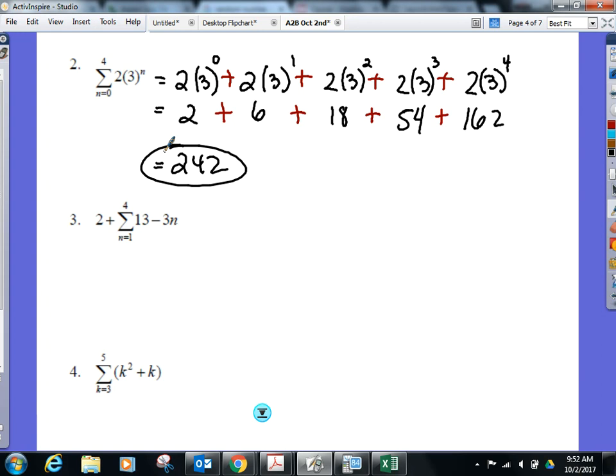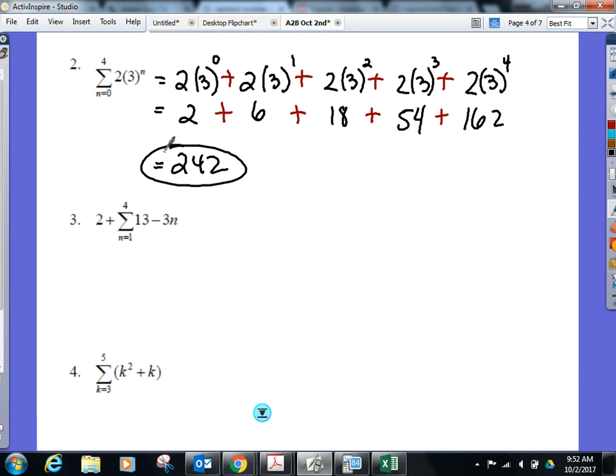What's new about this one? There's a number outside, right? Okay, 2 plus. All that means, guys, is at the end, you're going to add 2 to your sum. You're not going to add 2 to every term. All you're going to do is take your final sum at the end and add 2. That's all that means. Okay?